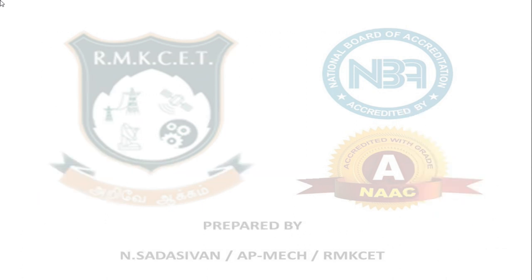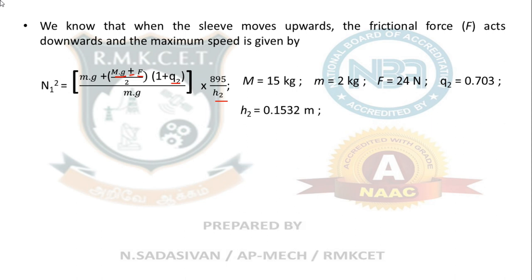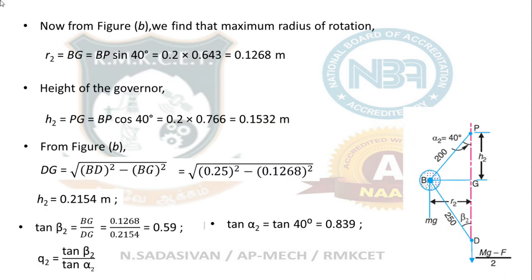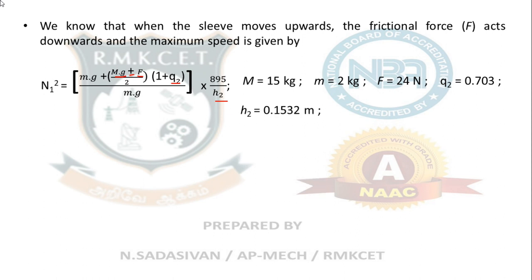Clear? So now let us go for calculating the N2. Here N2 is the higher speed, therefore the sleeve will move upwards, friction downwards, which coincides with the weight direction. Put F as plus, and this Q2 value and H2 value. These three things will vary, right? So m is 15 kg, 2 kg, frictional force 24 Newton, Q2 is 0.703, H2 is, I think this is wrong, 0.1268 or something. Go back and see. Some mistakes are arising when I am doing the PPT. What is H2? Correct only, 0.1532. Correct, 0.1532.